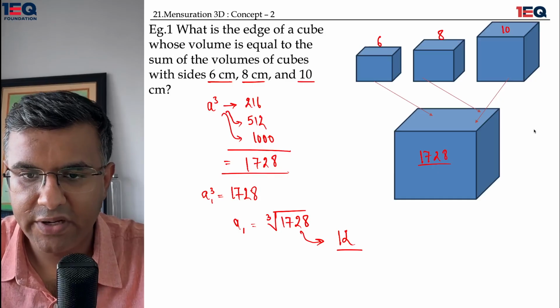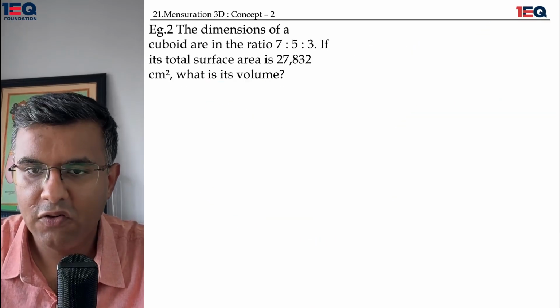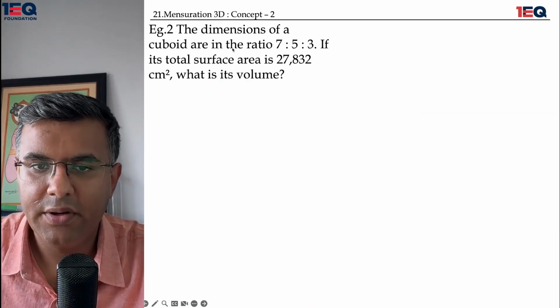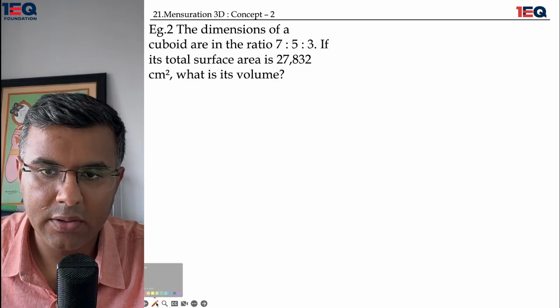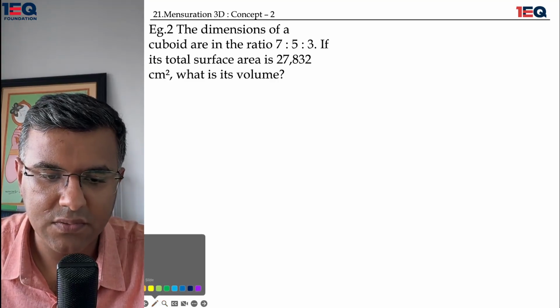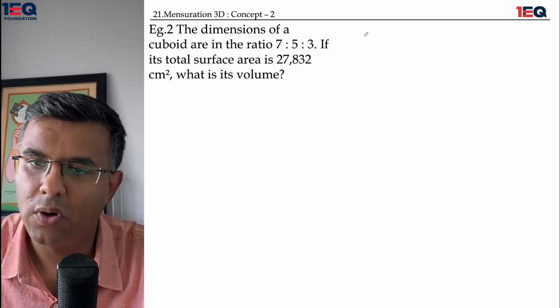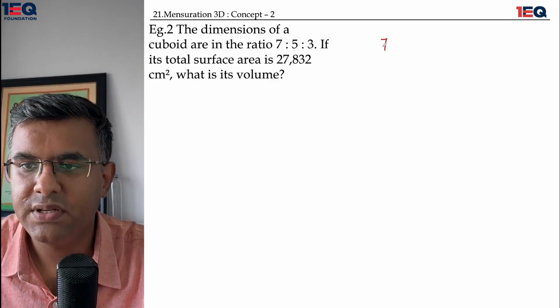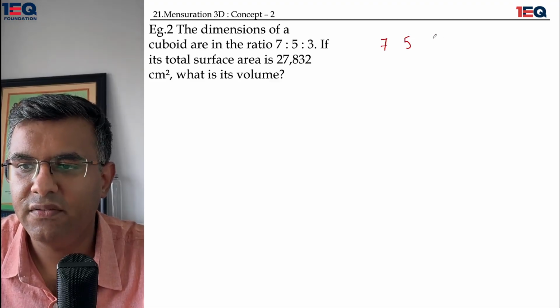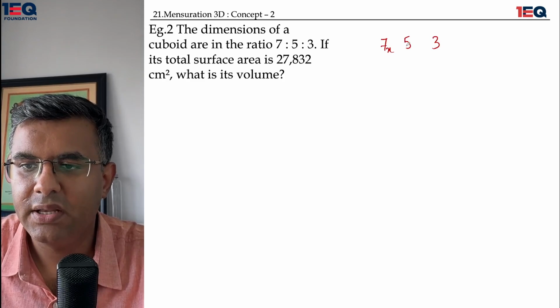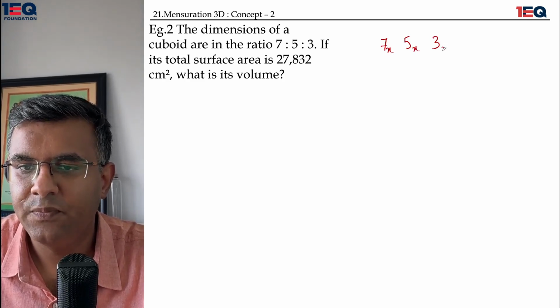So we have very well managed this question. Now we'll be moving on to the next one. The dimensions of a cuboid are in the ratio 7 is to 5 is to 3. If the total surface area is this, what is the volume? So we have three ratios with us: 7, 5, and 3. Assuming that they are 7x, 5x, and 3x.